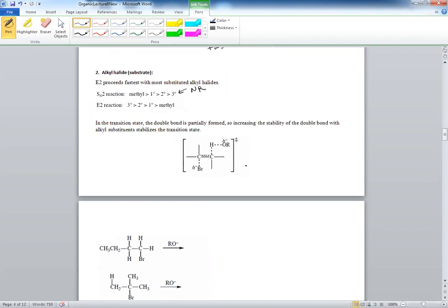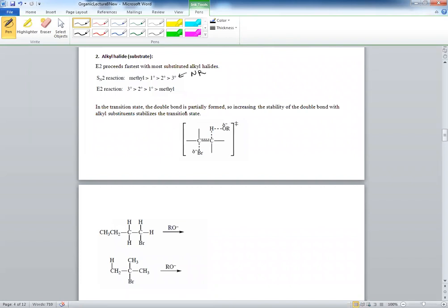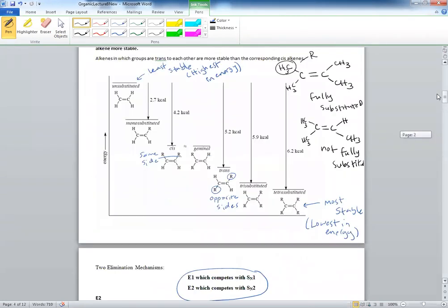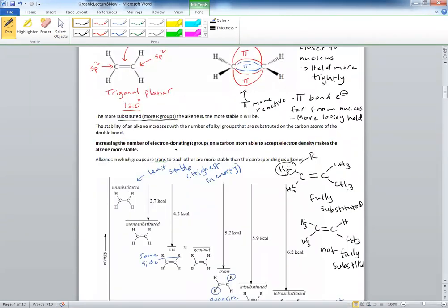So in the transition state, the double bond is partially formed, as you see here. So the increasing stability of the double bond with the alkyl substituent stabilizes the transition state. So the transition state here is stabilized due to having more alkyl substituents. They simply, again, lend electron density. They provide electron density, as we say over here, increasing the number of electron donating groups on the carbon atom to accept electron density, make the alkene more stable.